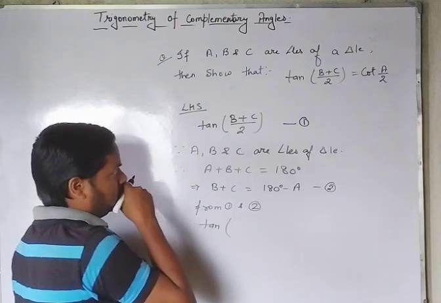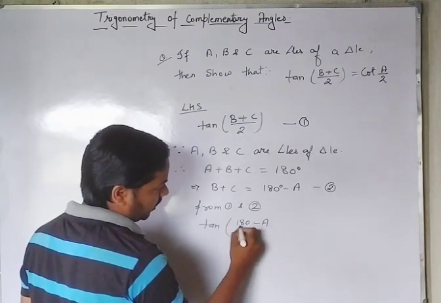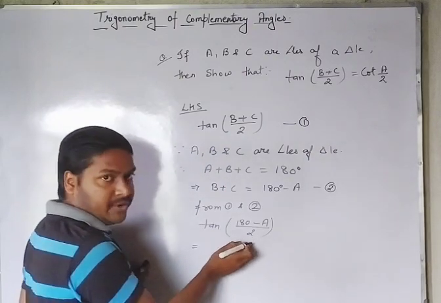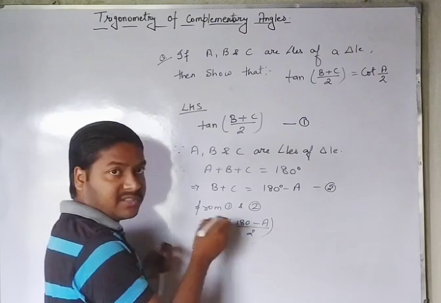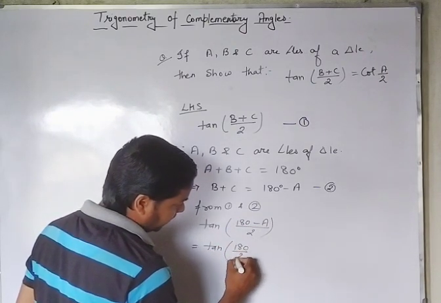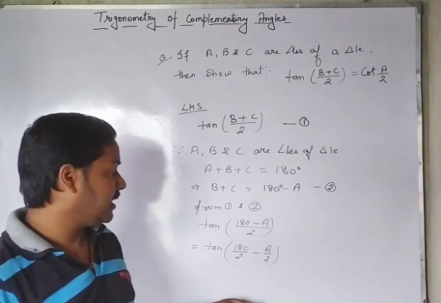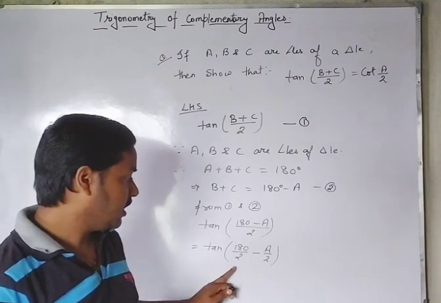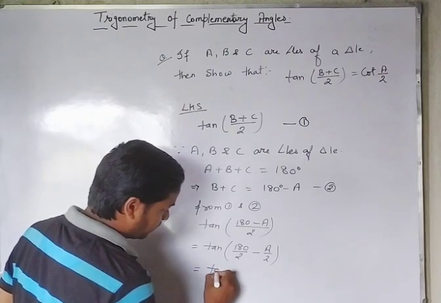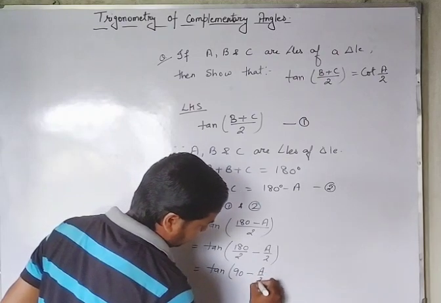Tan, in place of B plus C, we can write (180 minus A) by 2. Now we can separate 180 and A with 2 separately. Tan, 2 can be written with 180 as well as with A. It is just the opposite of taking the LCM. From this lower term, if we take the LCM, it will come like this. So we will have here tan (180 by 2, minus A by 2), that is, tan (90 minus A by 2).